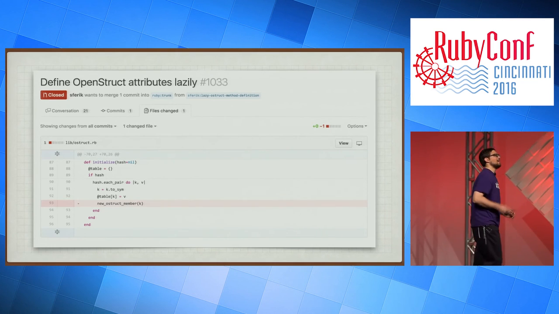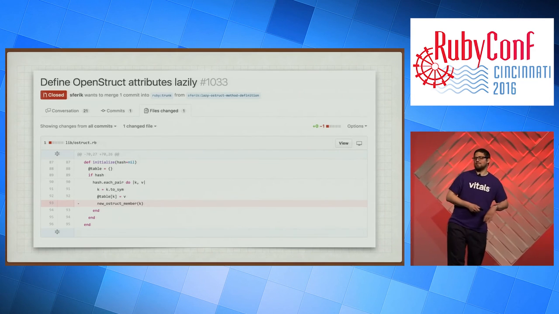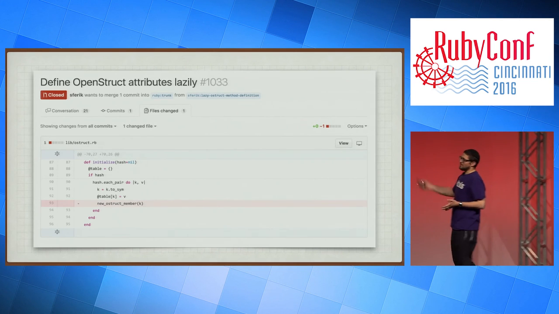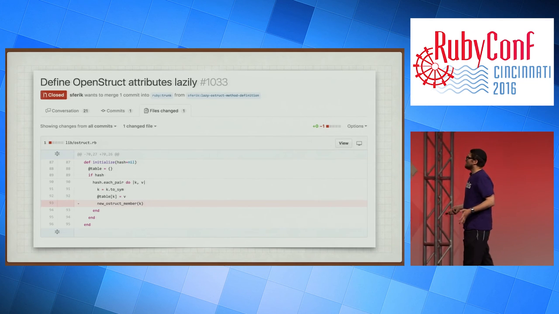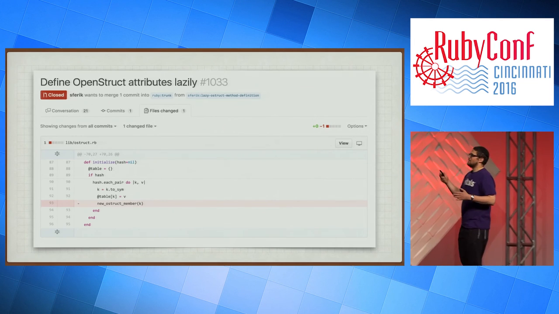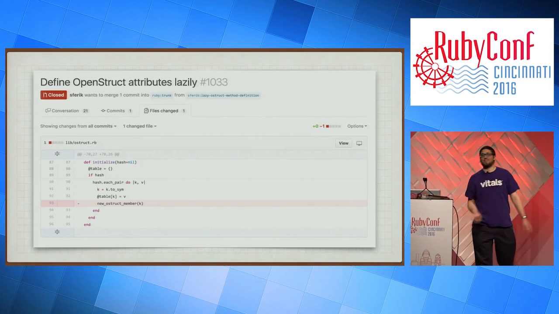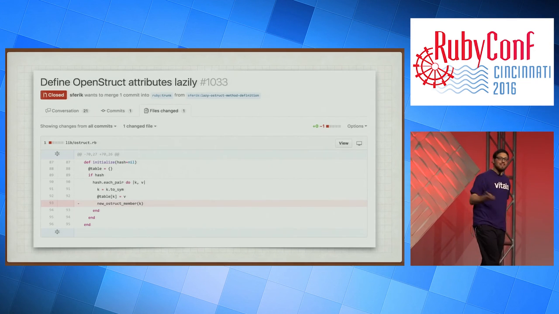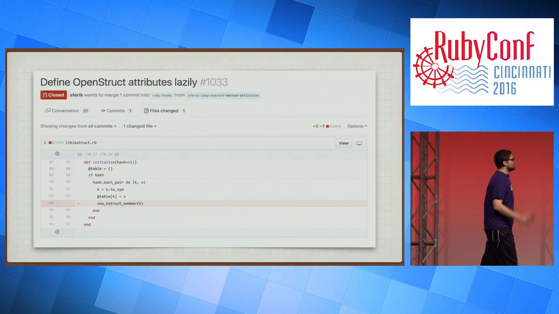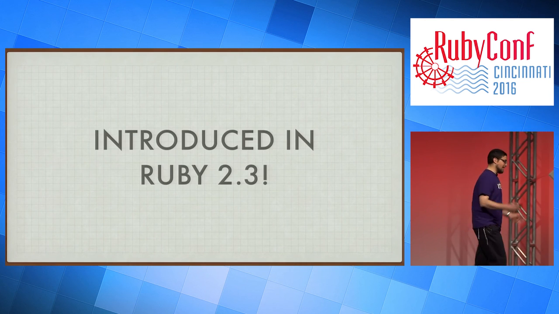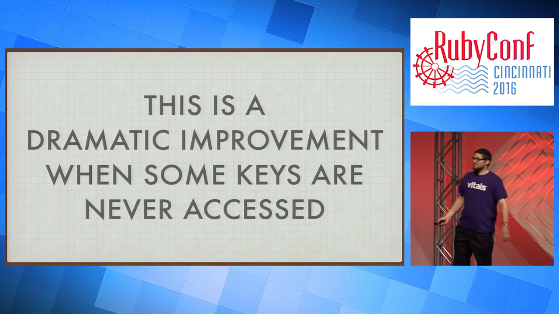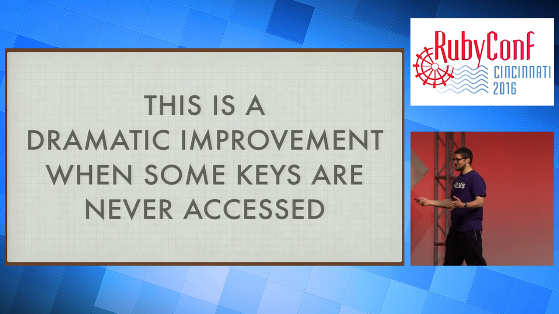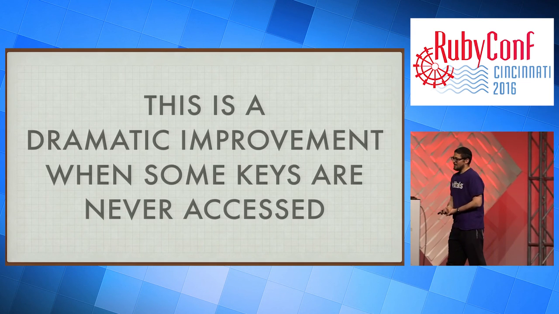Let's say I'm going to call out to the GitHub API just to get, like, the name of a repo. It's going to give me 20 different keys, and I'm only going to use one of them. So why would I bother paying the cost of defining the other 39 methods that I'm not going to use? So just don't. And as we see that we need the methods, we define them. This was introduced in Ruby 2.3. It's just part of Ruby now. And it's a really dramatic improvement when some keys are never accessed, because defining methods is the slowest thing of all this. So it's nice to skip it.